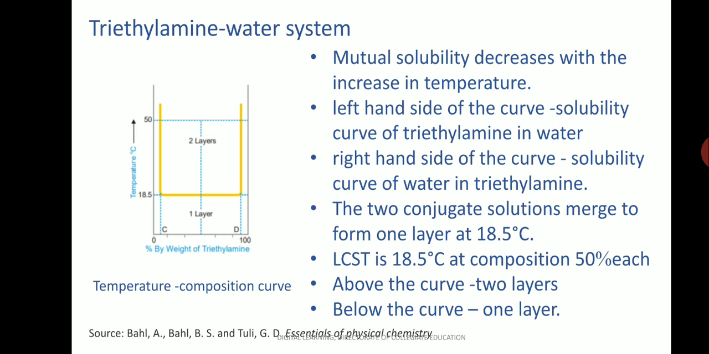The two conjugate solutions merge to form one layer at 18.5 degrees Celsius, and this is called as the lower critical solution temperature. So for triethylamine water system, the lower critical solution temperature is 18.5 degrees Celsius at a composition of 50% each of water and triethylamine. Above the curve, we have two layers existing, and below the curve, we have only one layer.